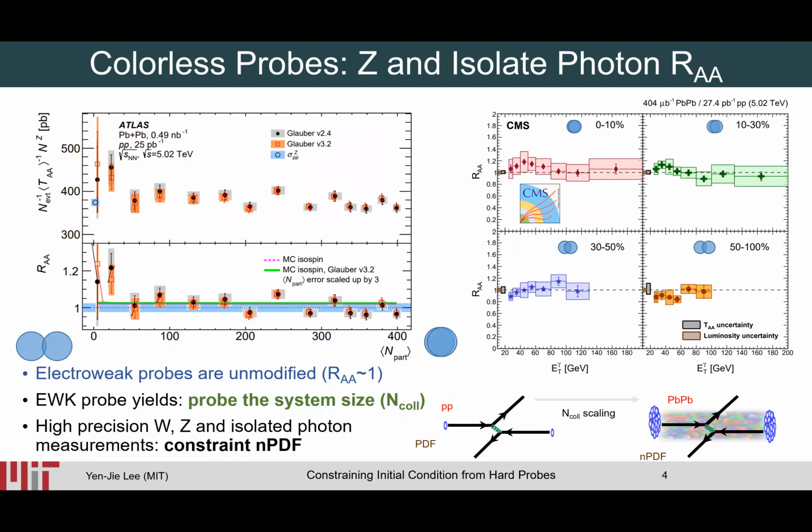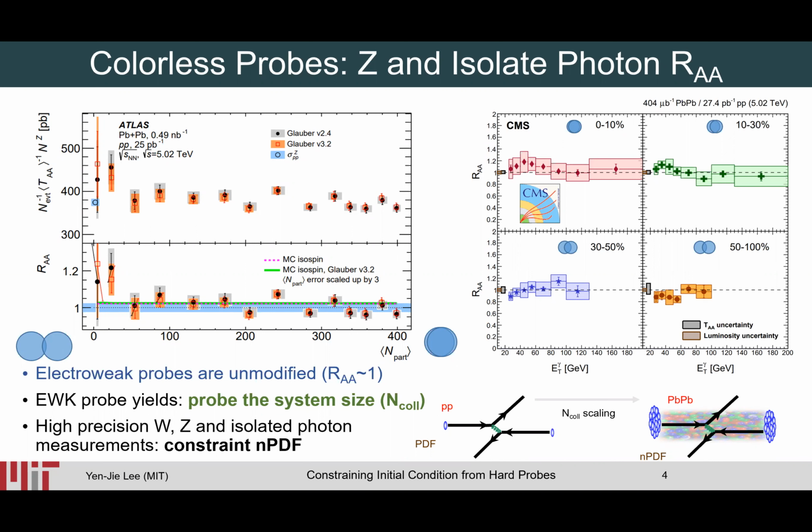With this in mind, we can first have a look at the colorless probe performance, and you can see from here the nuclear modification factor RAA is presented as a function of Npart or in bins of centrality. Left-hand side is the Z boson, and you can see the RAA value is dancing around 1. And right-hand side shows you four different centrality intervals. Those are the presentation of the photon RAA as a function of photon energy, and you can see the same picture there. So essentially what this shows us is that electroweak probes are essentially Ncoll counting machines.